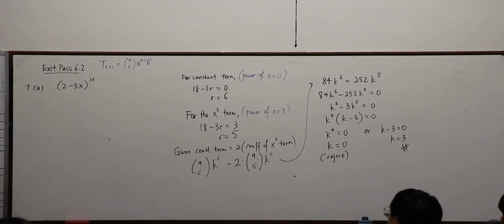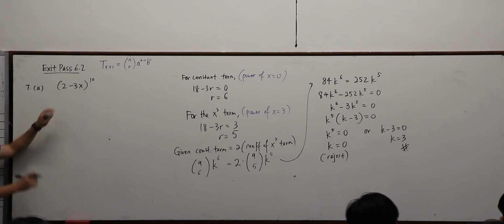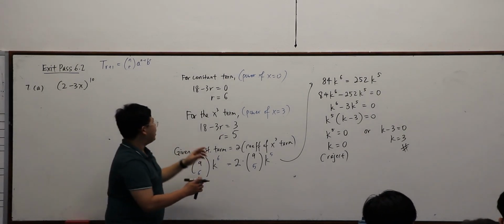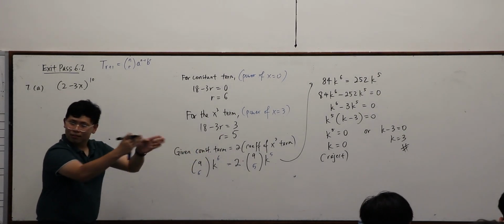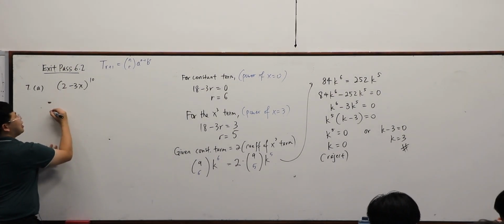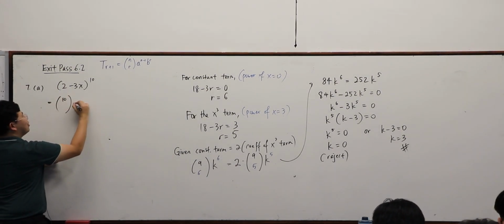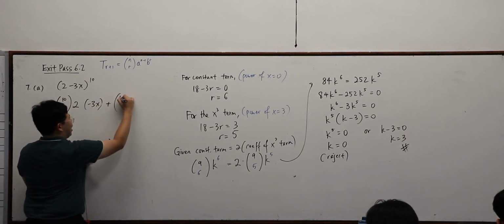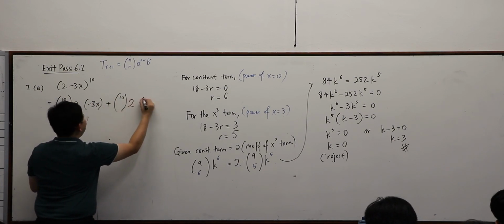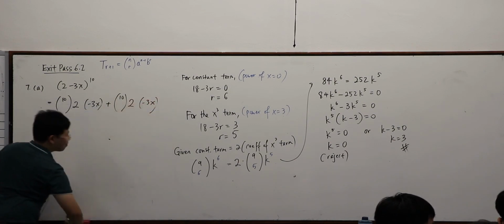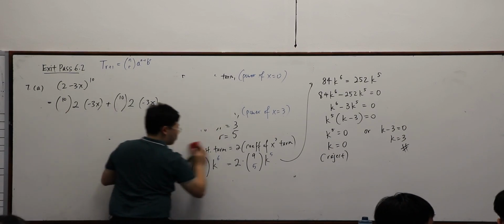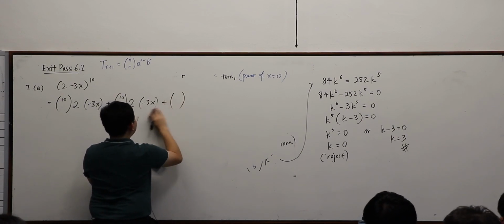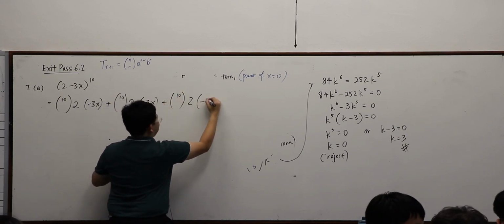Alright, so question 7, second last one. So (2 minus 3x) to the power of 10, we want to expand for the first 3 terms. Basically, it is the general one repeated for the first 3 times. So let's expand. So we get n choose r, a to the power of n minus r, b to the power of r, plus n choose r, a to the power of something, b to the power of something, plus n choose r, a to the power of something, b to the power of something.